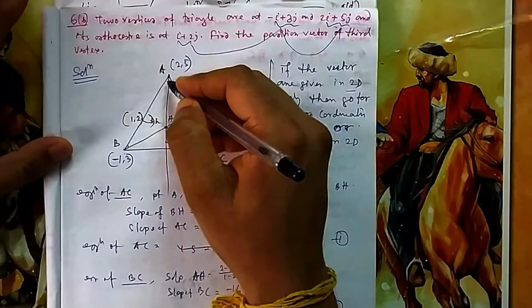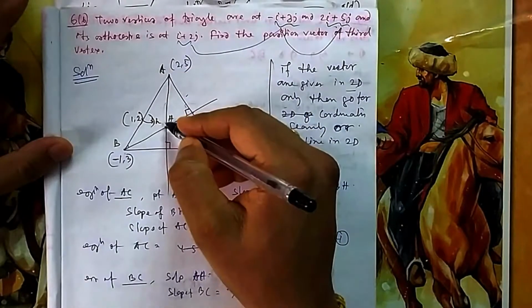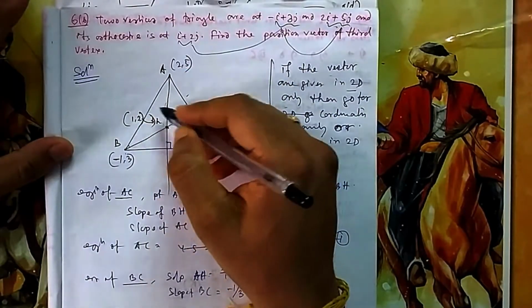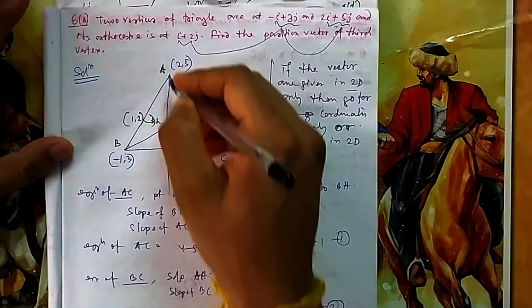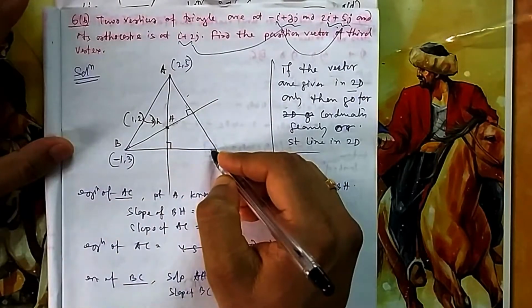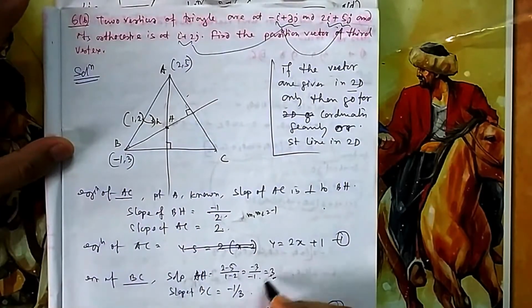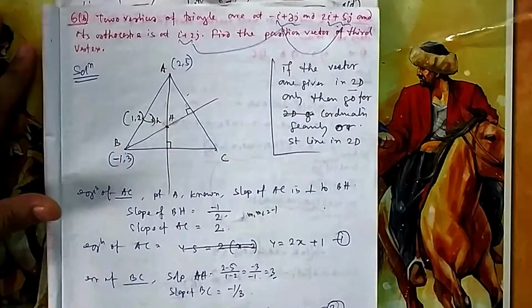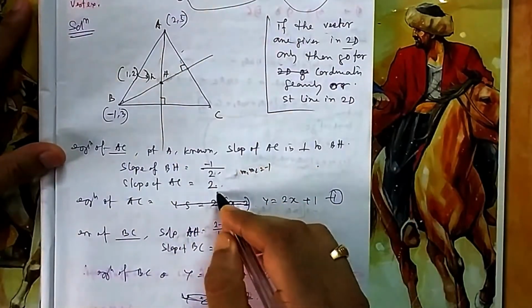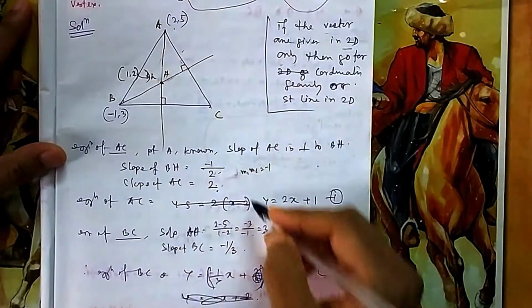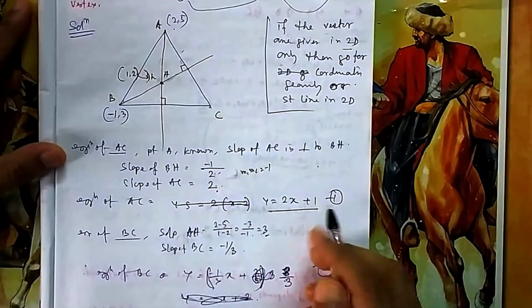Again from here also, if you know this line's slope, Y2 minus Y1 over X2 minus X1, that is 2 minus 5 over 1 minus 2, so it will be 3. Once you know this slope, what will be the slope of the other one? Minus 1 by 3, because the multiplication of these should be minus 1. Now you can find the equation of this line: you know the slope 2 and one point, so you apply the slope-point formula and find the equation of AC.